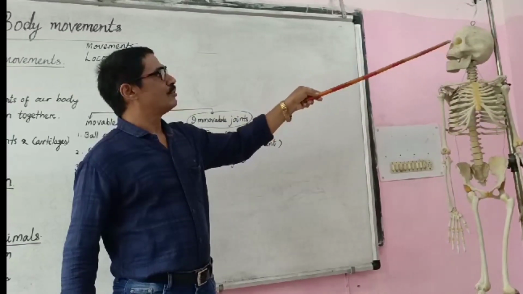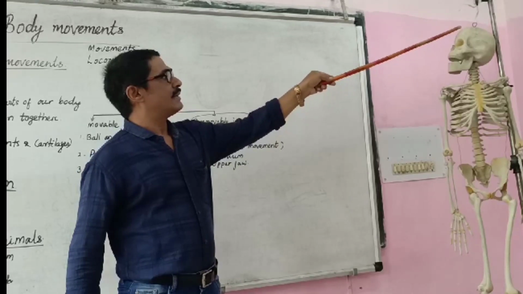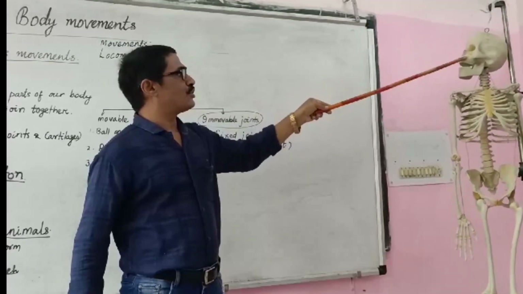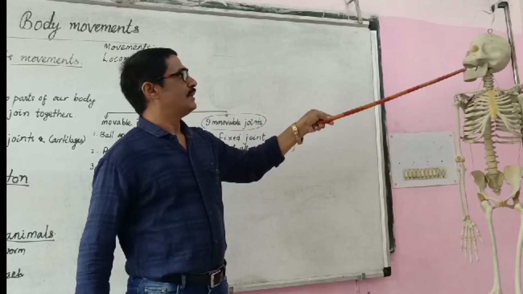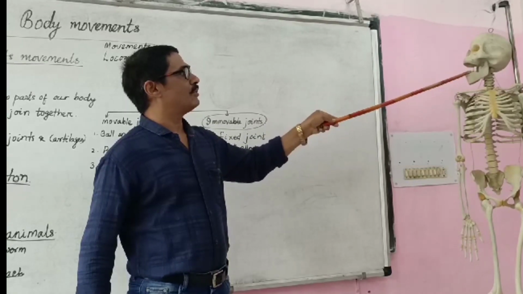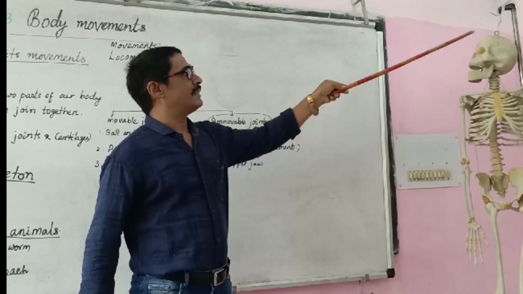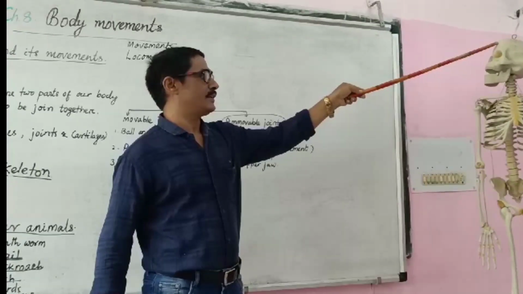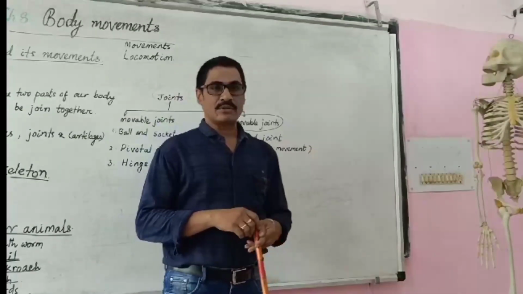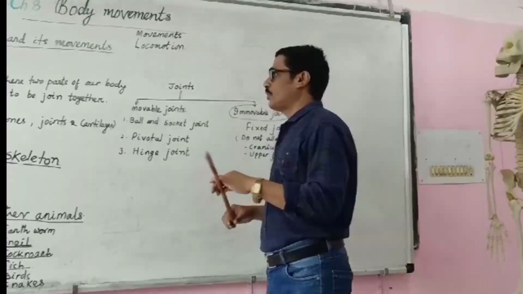The skull consists of two bones. One is the skull, that is the upper jaw and the rest part of the skull, and the other is the lower jaw. You see, the lower jaw is movable, but the skull, that means the upper jaw and the rest part of the skull, is not movable. It is an immovable joint. So these are the total different types of joints.